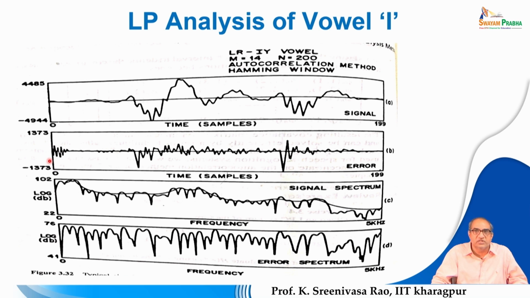Suppose we are starting the prediction at the beginning. Since we are starting from the 0th sample, we have no knowledge about the previous samples. Therefore, obviously the error will be high, and you can observe it at the beginning of a segment.